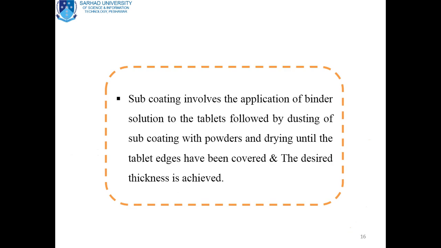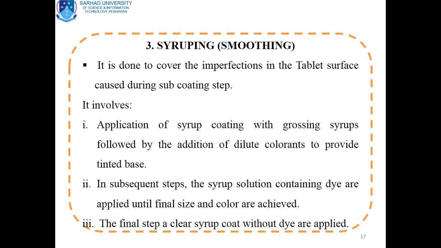Subcoating involves the application of a binder solution to the tablets, followed by dusting of the subcoating. In the first step we apply the binder solution to the tablet core, followed by dusting with subcoating powders and drying, until the tablet edges have been covered and the desired thickness is achieved.